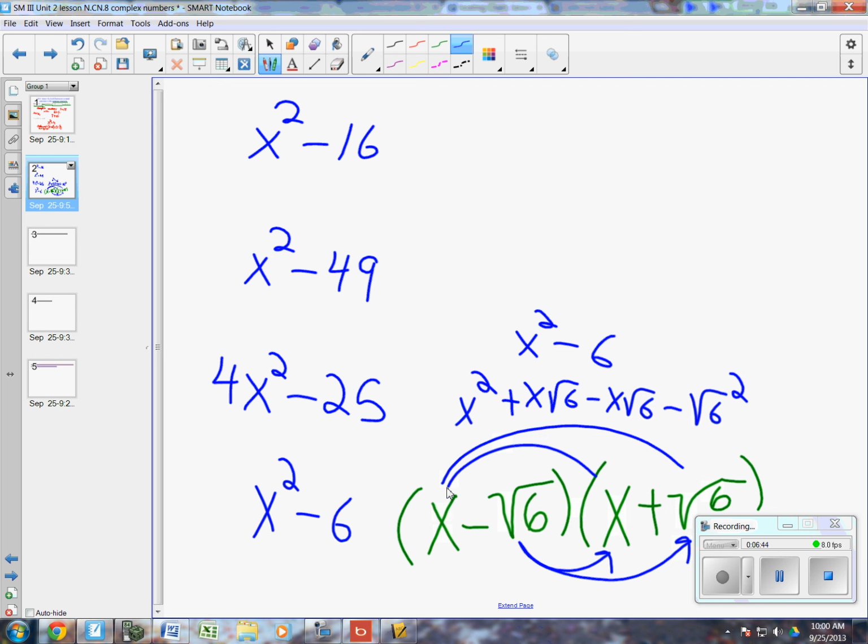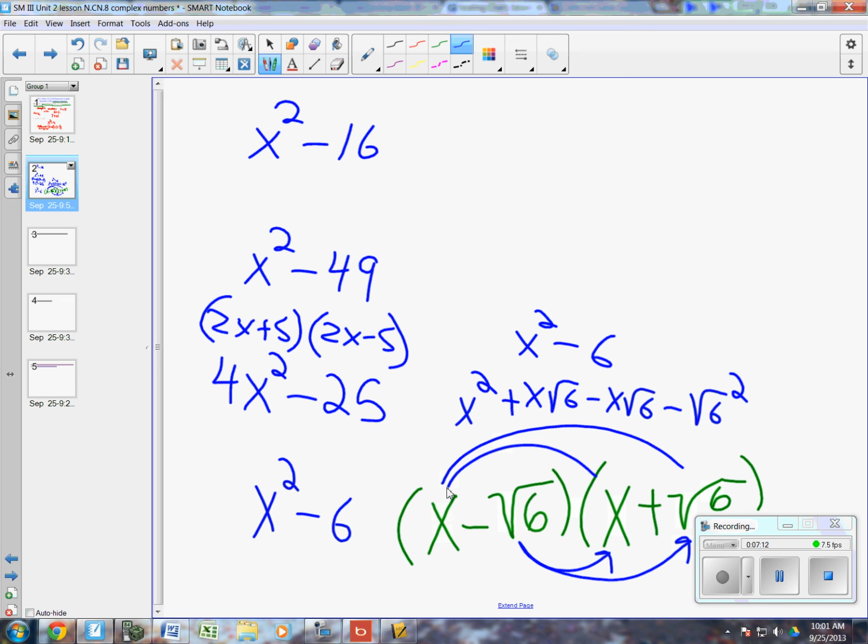So do you guys see that even though 6 is not a perfect square, I can take the square root of it and still write it as x minus the square root of 6 times x plus the square root of 6, okay? I think you guys got these others right. Did you guys get 2x plus 5 times 2x minus 5 for this one? Yes. Okay, x plus 7, x minus 7 for x squared minus 49, and x minus 4 and x plus 4, okay? Any questions on that?